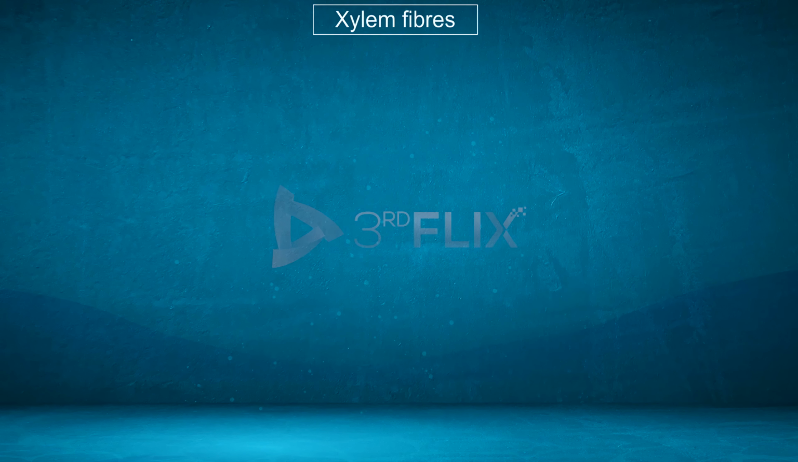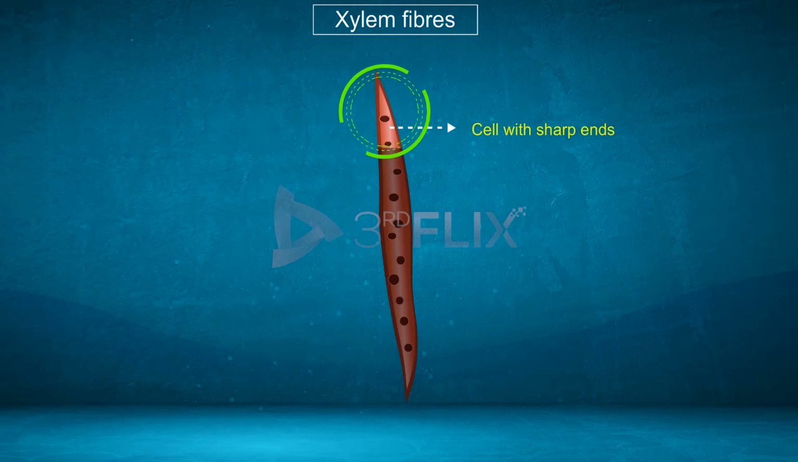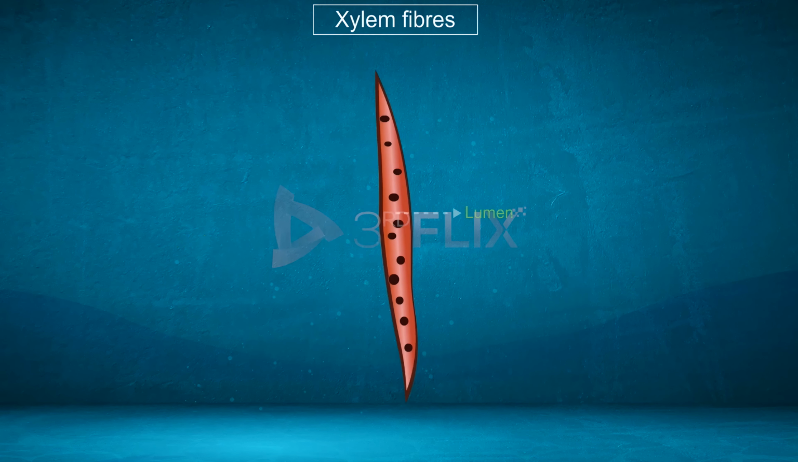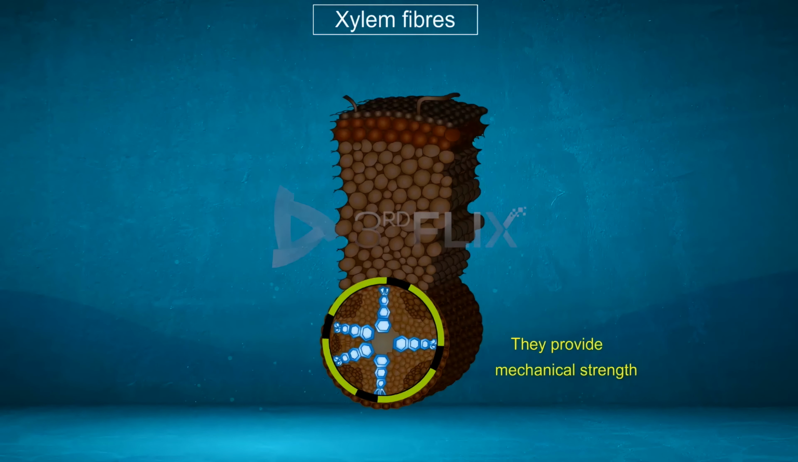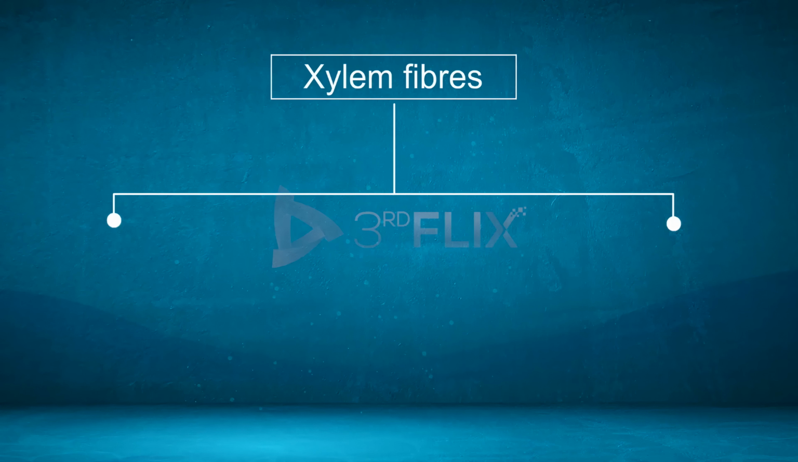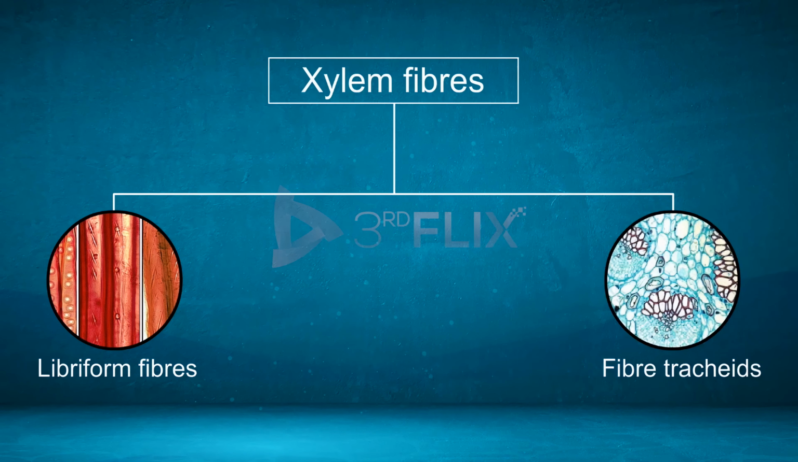Xylem fibers. Xylem fibers are elongated and spindle-shaped. These cells have sharp ends and consist of a thick and lignified cell wall and lumen. They provide mechanical strength to the vascular bundles. Xylem fibers are of two types: libriform fibers and fiber tracheids.